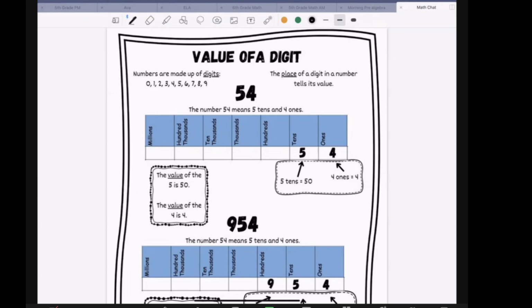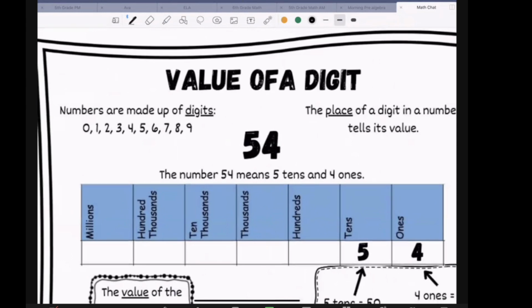Okay, in this video, we're going to talk about the value of a digit. Numbers are made up of digits, so every number has a digit, and the 10 digits are 0, 1, 2, 3, 4, 5, 6, 7, 8, 9. And then when you have a 10, that's 1 ten and 0 ones. So you have two digits in the number 10.